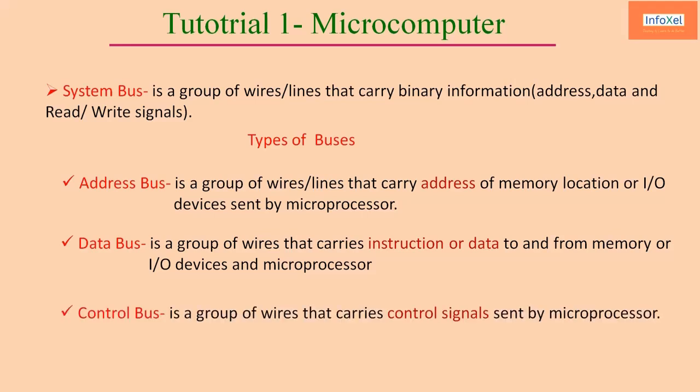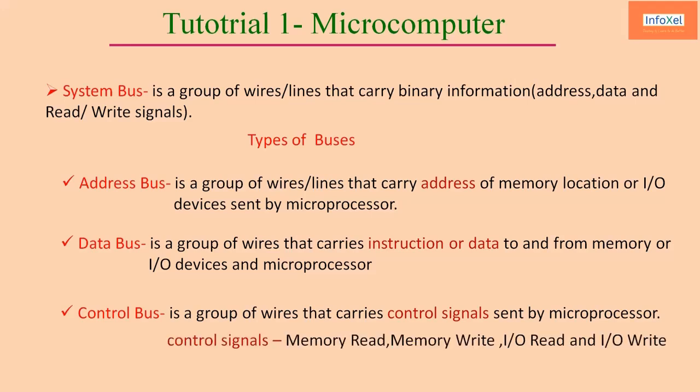Next type of bus is control bus. We know what a bus is: a group of wires that carries control signals. Control signals are again nothing but ones and zeros, but they are sent by the microprocessor. We will see the types of control signals.